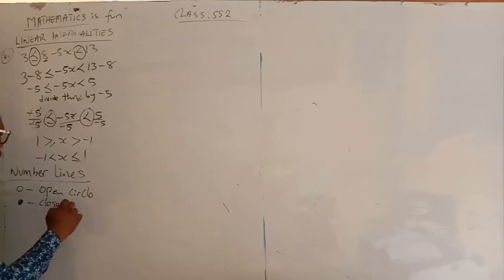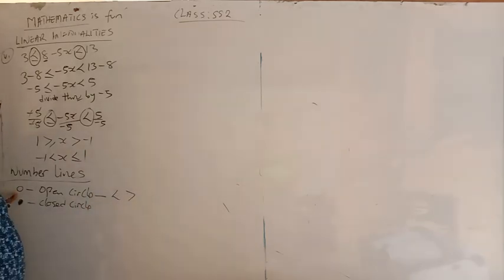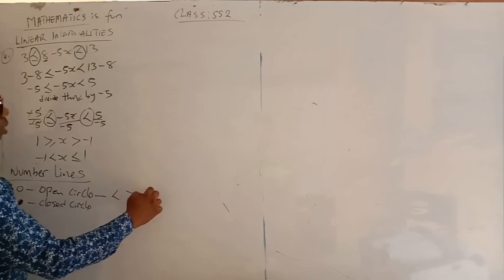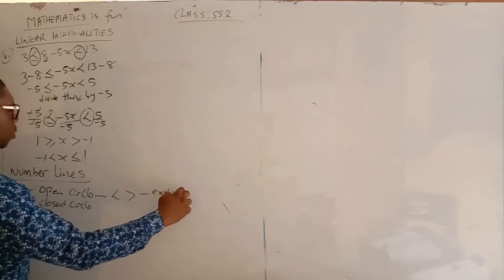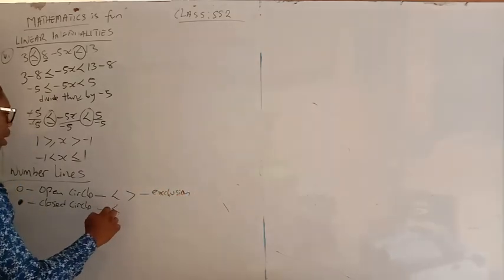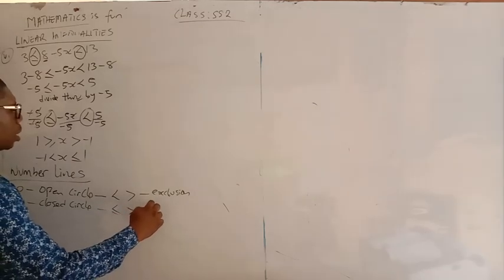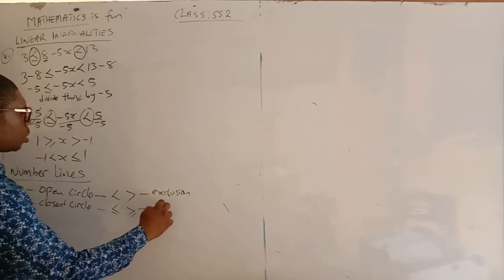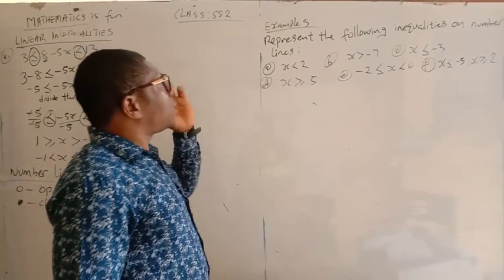Dot or closed circle. This open circle represents less than, greater than, which we call exclusion. And the closed circle represents less than or equal to, greater than or equal to, which we call inclusion. Let's look at some examples here.